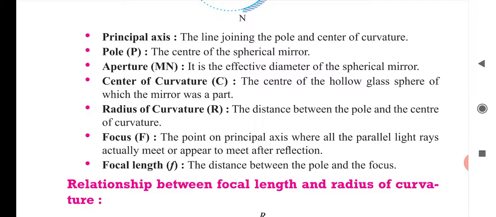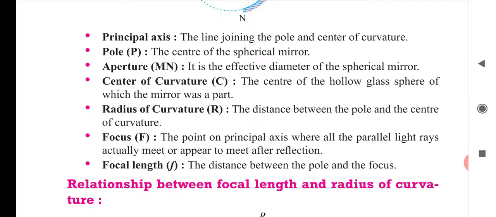Or you can simply say, the point on the principal axis where all the light rays actually meet or appear to meet. If they actually meet, you can say it is a real image. If they appear to meet, you can say it is a virtual image. So you will have both real focus as well as virtual focus. They will actually meet in the case of the concave mirror and they appear to meet in the case of the convex mirror. You will understand when I explain the image formation in the case of both the spherical mirrors.